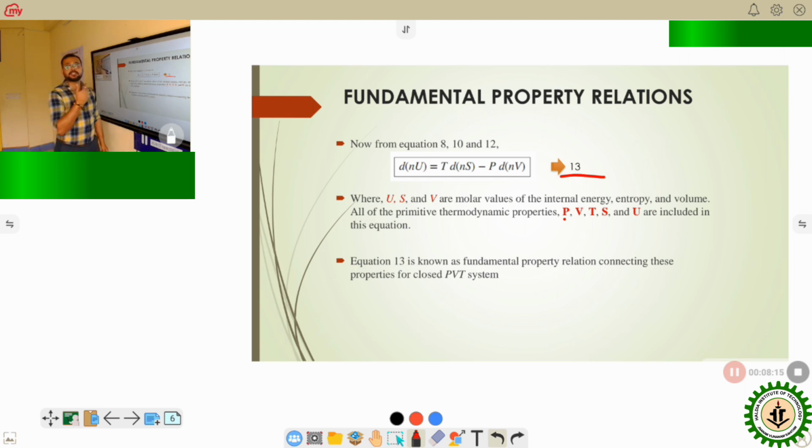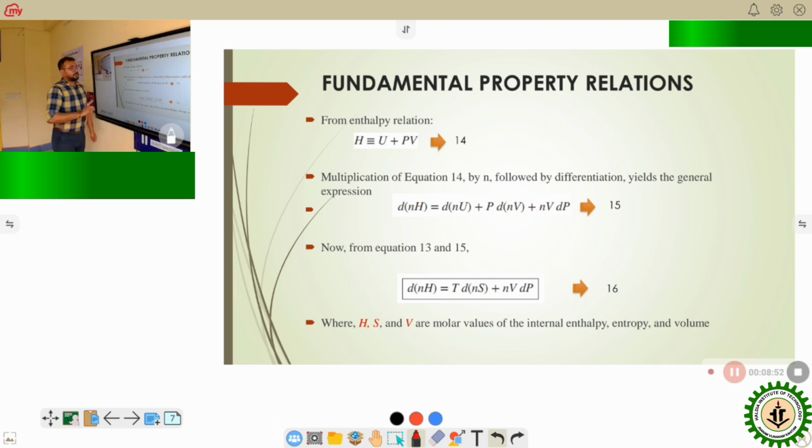Means both the reference properties as well as the energy properties. Okay, so P, V, T are all reference properties, and chemical compositions are also considered under the reference properties. And S and U are all related with the energy properties. Among them, U will be the more prominent one to consider for the energy properties.